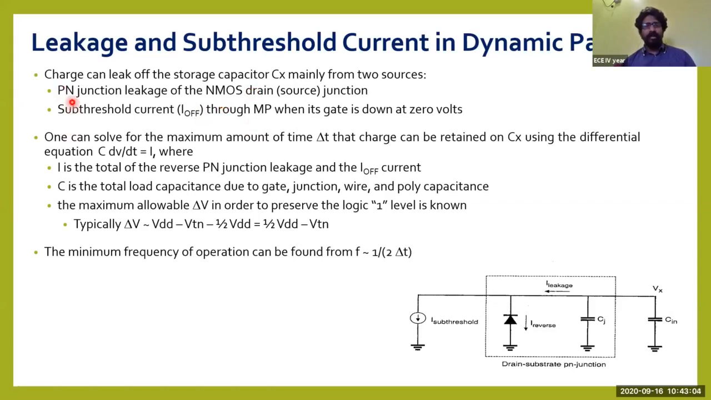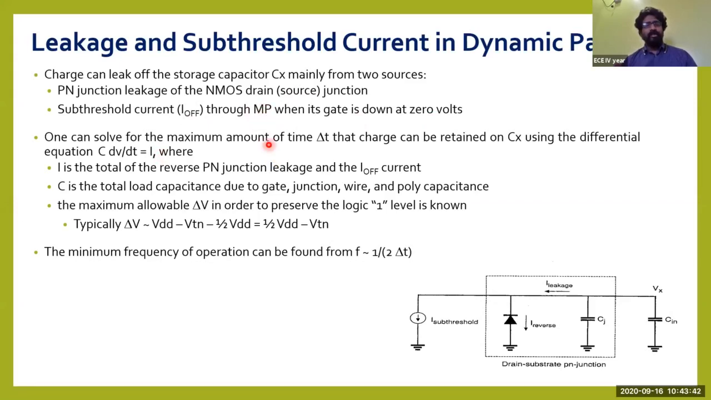At the junction of the PN junction diode, there is a chance that leakage current takes place. That mostly happens here in the dynamic CMOS logic. We will be dealing only with the NMOS structure, so it happens at the NMOS drain or at the source junction. And the next one is the subthreshold current, the off current. Whenever the circuit is off, even in that case there is a scope that a small amount of current flows through the circuit, even though the gate is down to 0 volts. That happens even in this MOSFET MP.